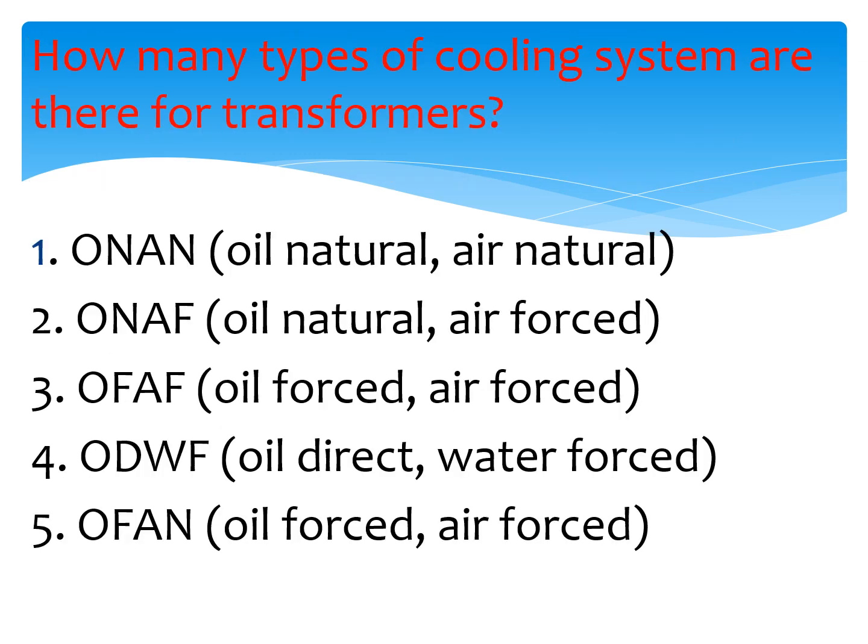How many types of cooling systems are there for the transformer? For transformers we have ONAN, that is oil natural, air natural; ONAF, oil natural, air forced; OFAF, oil forced, air forced; ODWF, oil direct, water forced; OFAN, oil forced, air natural.